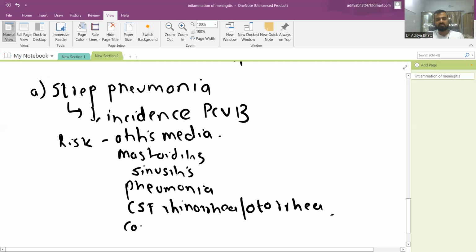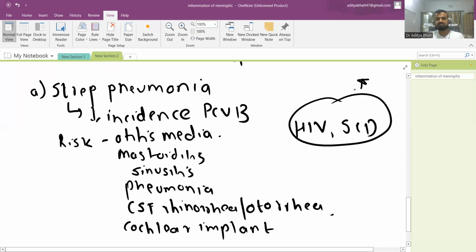Presence of cochlear implant and immunosuppression. And two common other causes that you have to remember are HIV and sickle cell disease. So even these are the risk factors for infection with Streptococcus pneumoniae. Streptococcus pneumoniae is overall the most common cause of meningitis.